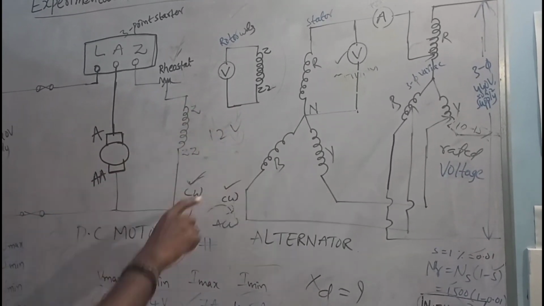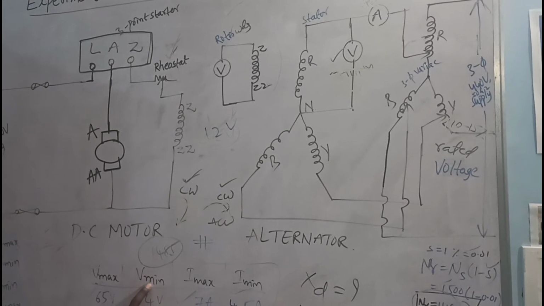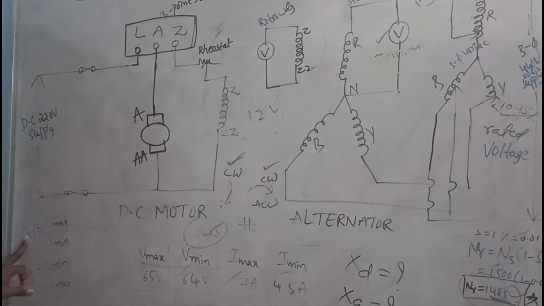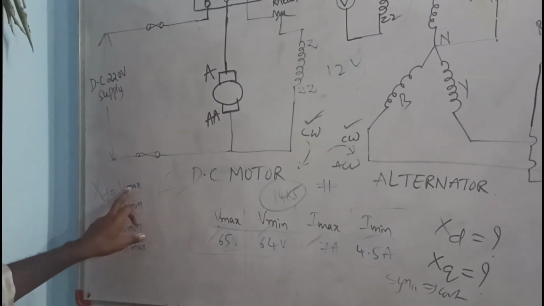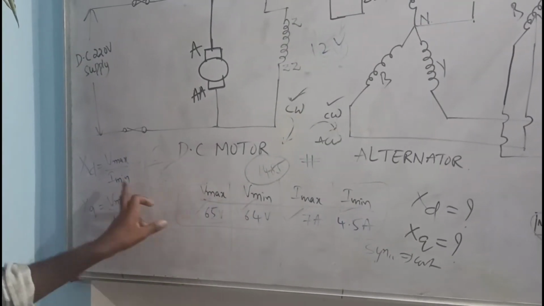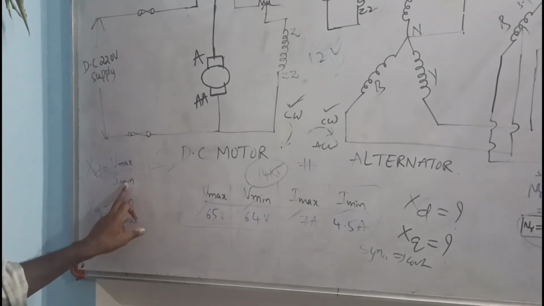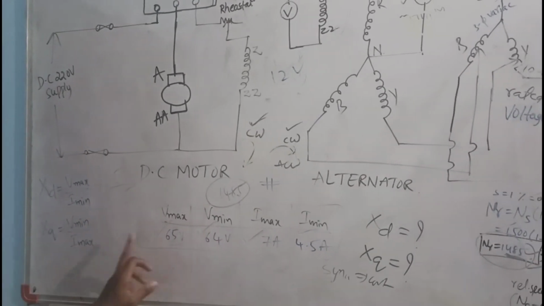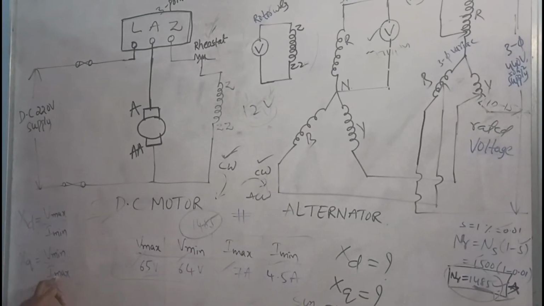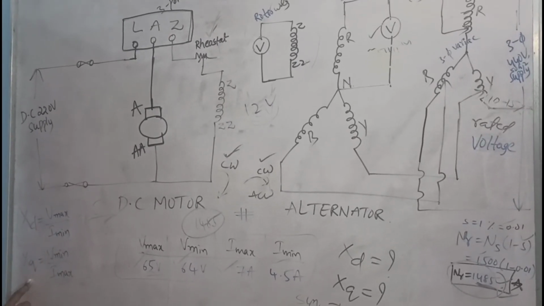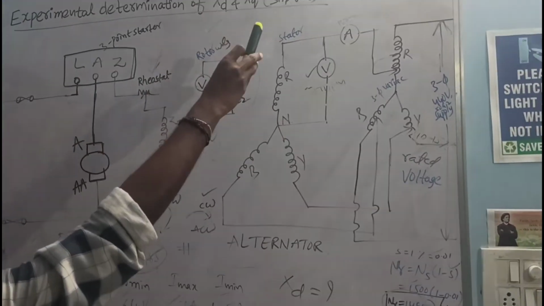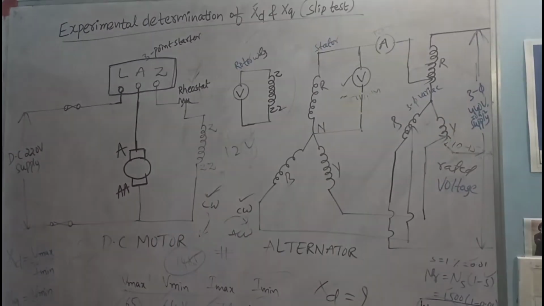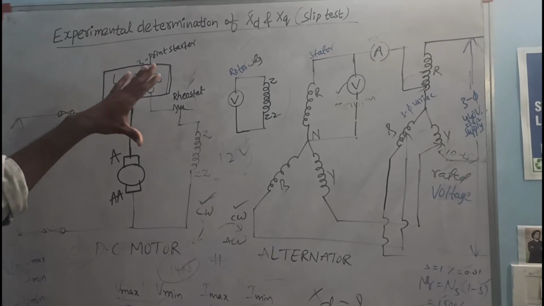Next, from these values, V maximum, V minimum, I maximum and I minimum, you already know the formula: Xd is equal to V maximum by I minimum. V maximum is 65 volts and I minimum is 4.5 amperes. Xq is V minimum by I maximum. V minimum is 64 volts and I maximum is 7 amps. So finally you get the Xd and Xq values from this slip test. Okay, this is the experiment in the machine lab and the experimental derivation of Xd and Xq.